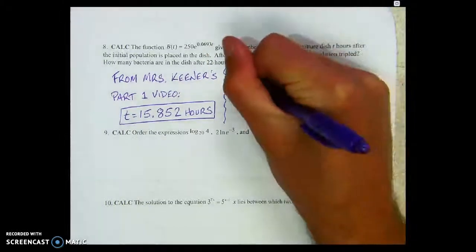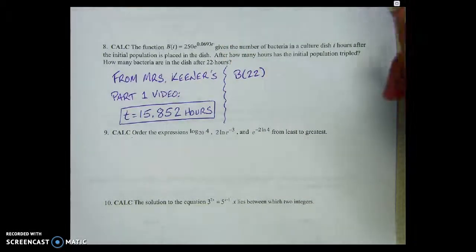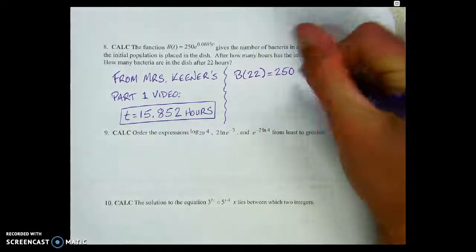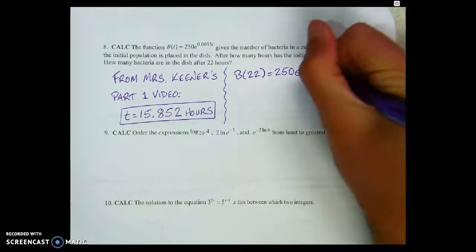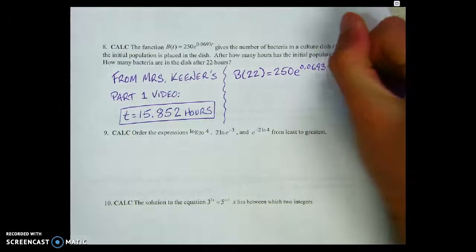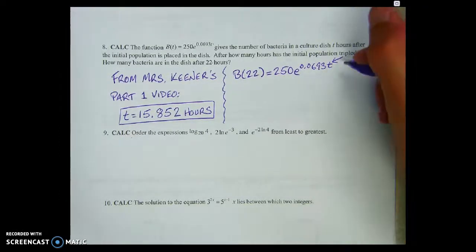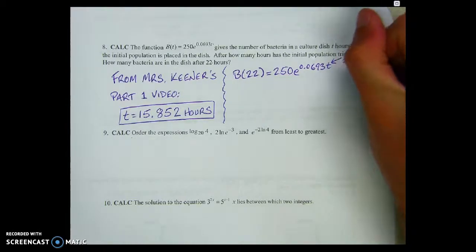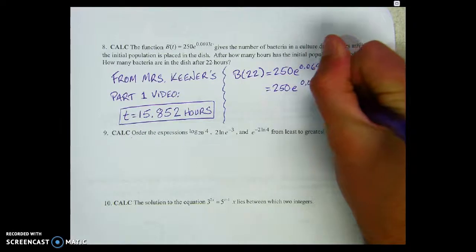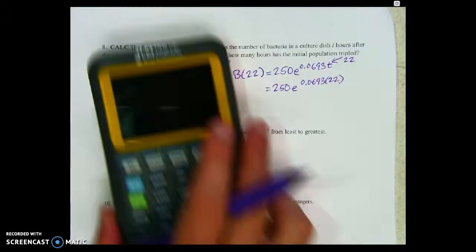Okay, so we're looking for B of 22, or the number of bacteria after 22 hours, right? And that's going to be equal to 250, which is what we started with, times e to the 0.0693 t. But t is actually going to be replaced with 22, right? So really, that's just 250 e to the 0.0693 times 22. And let's see what happens in a calculator.